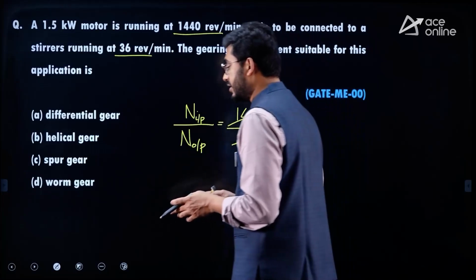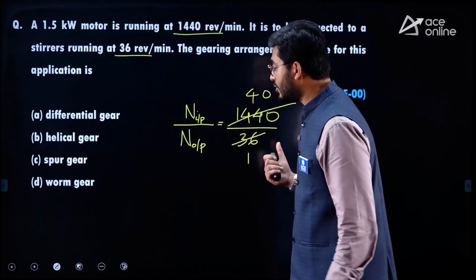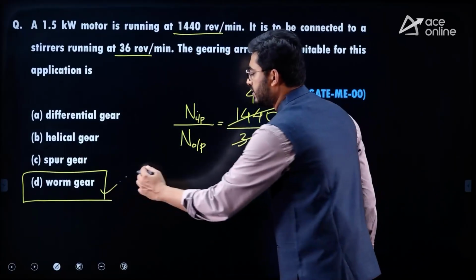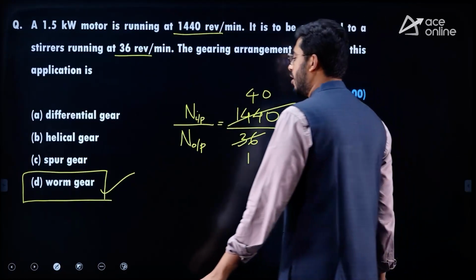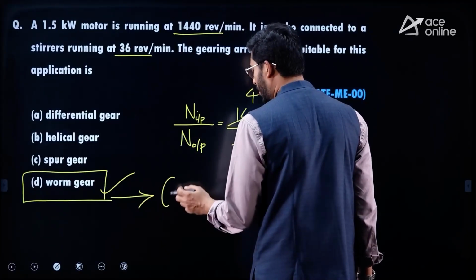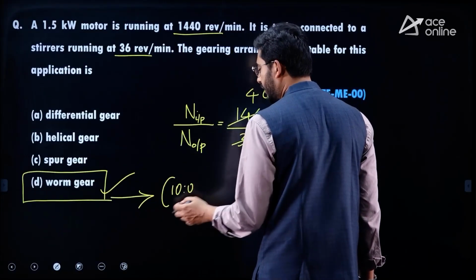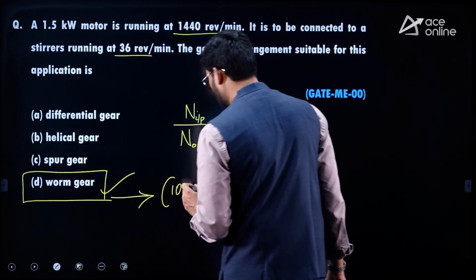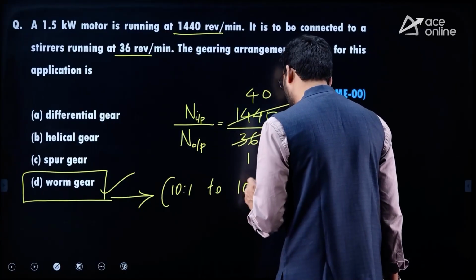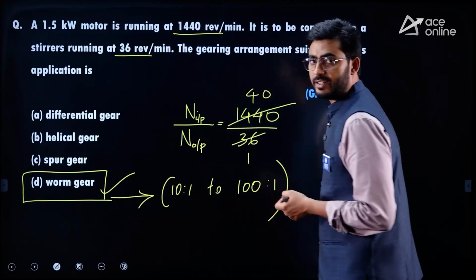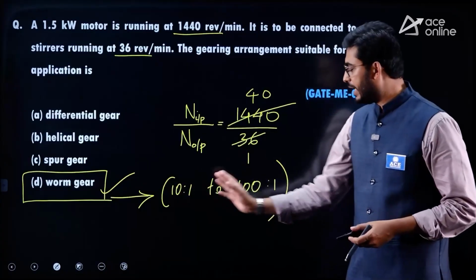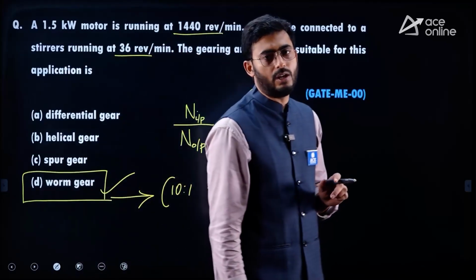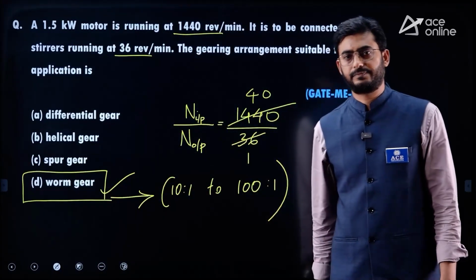So that is only possible, high reduction ratio, and that is only possible when we go with the worm gear. Option D is the answer. So for high reduction ratios, worm gear is being used. So range varies from 10 is to 1 to 100 is to 1. So if we are reducing the speed by almost 10 times to 100 times, then the arrangement that is recommended is worm gear only. As per the question, option D is the answer.